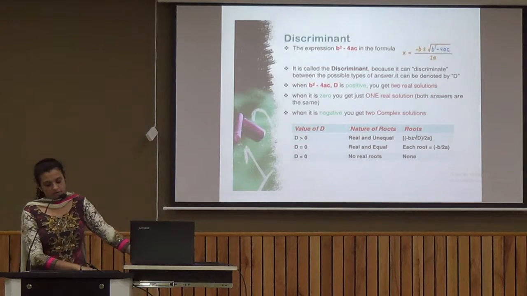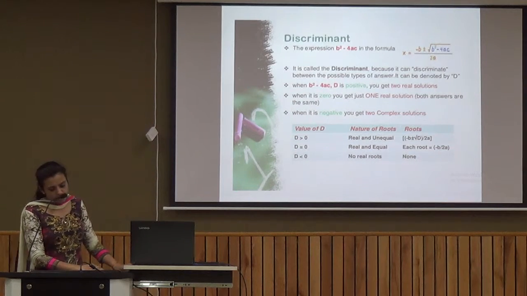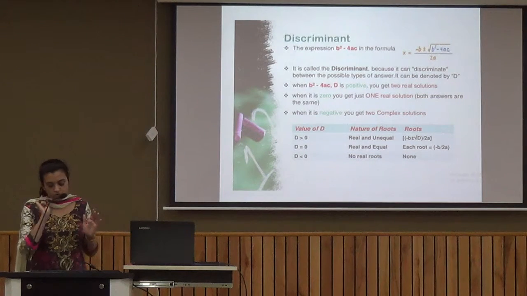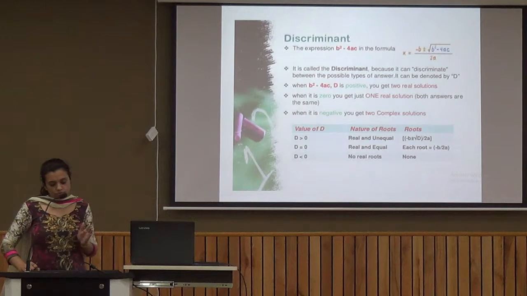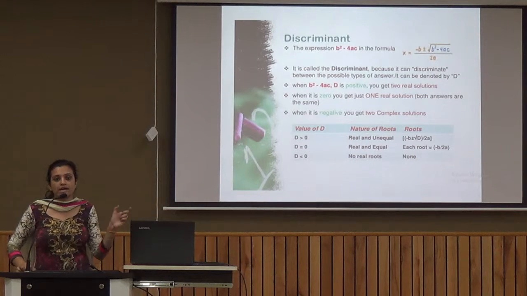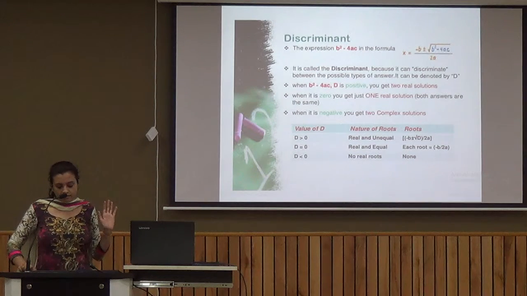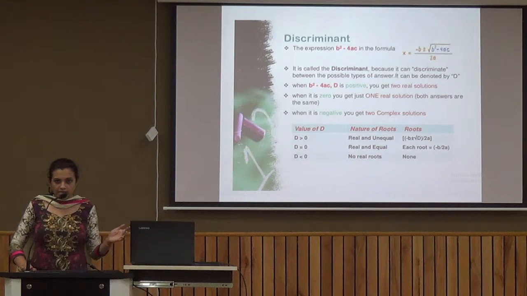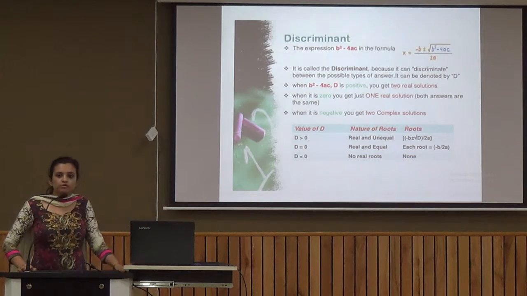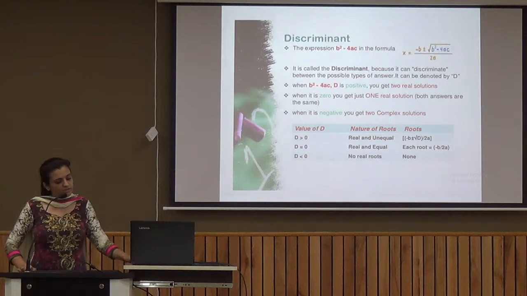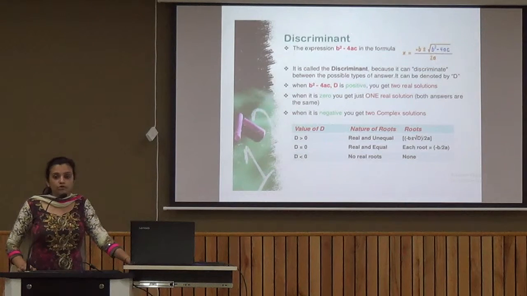Let's read the table. Value of d. In case d is positive, you get real and unequal roots. In case d is equal to 0, you get real and equal roots. Both roots are equal to minus b by 2a. That is, it will turn out to be a whole square identity. And if d is less than 0, you will have to write no real roots, and the roots will be complex. Yes, we can find out the roots, but that becomes a little out of the reach of our syllabus, which we're going to study in the next classes. So we would stop there and say no real roots exist.